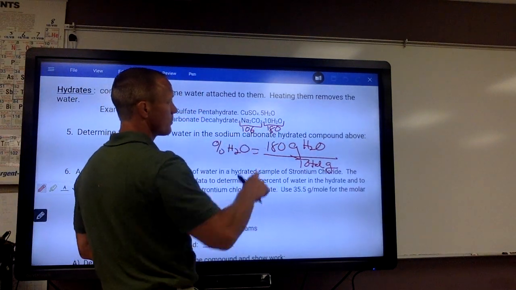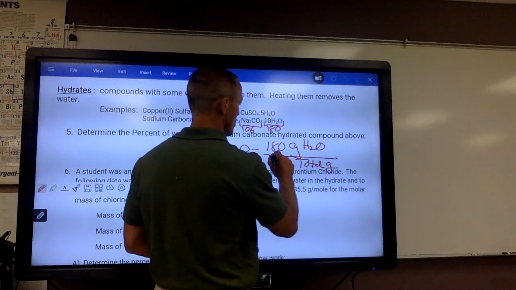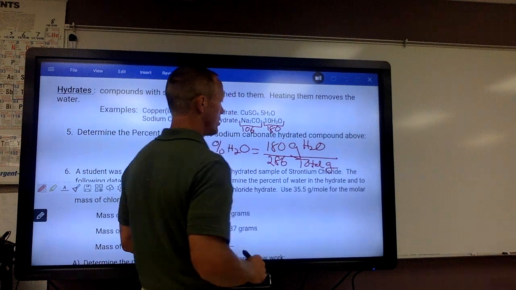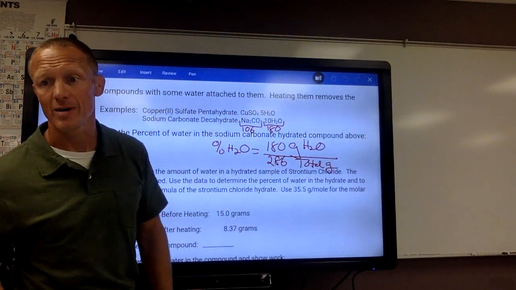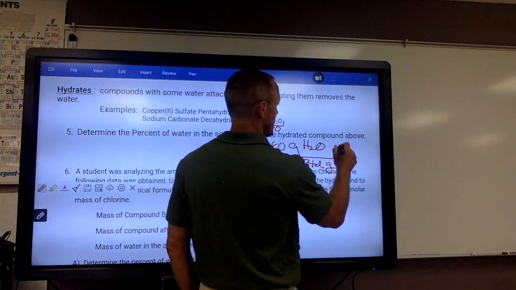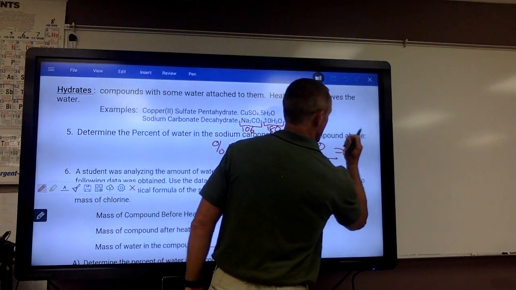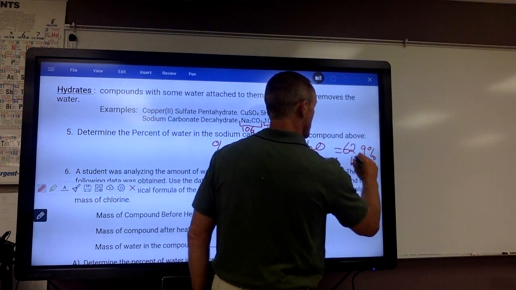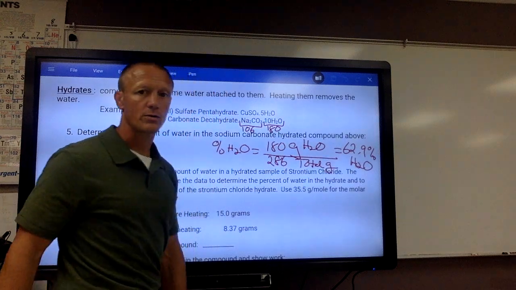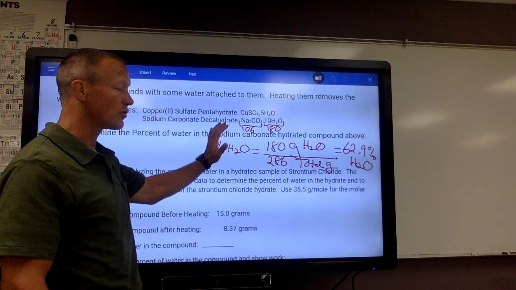So add those together, 286 grams total. So there's 180 grams of water out of 286 total. Percentage there is about 62.9%. That's your percent of water that's in that compound, 62.9% water. Okay, that's not too tough.